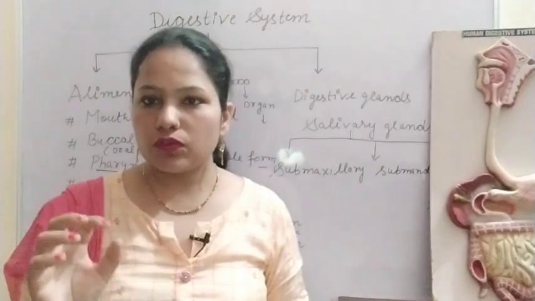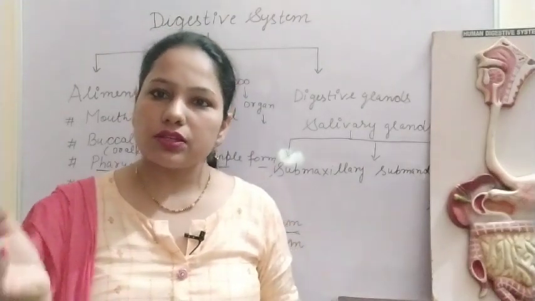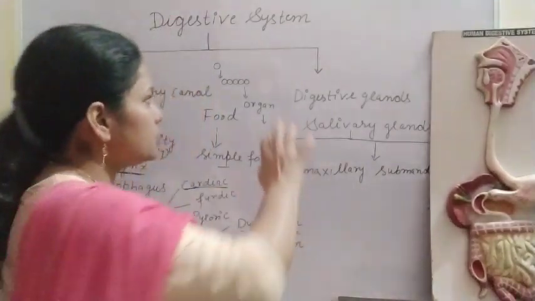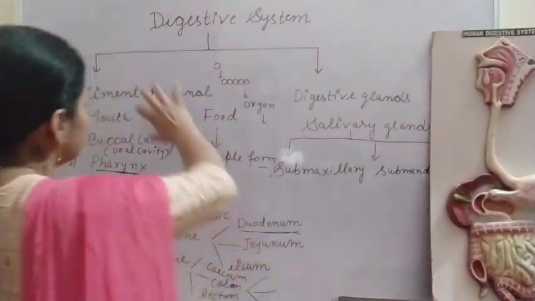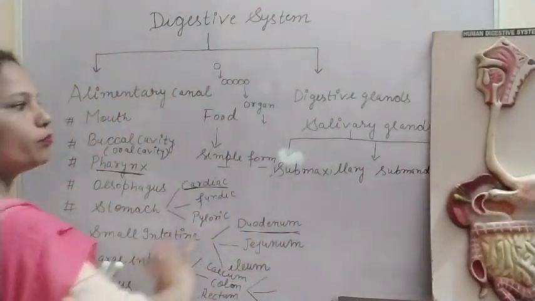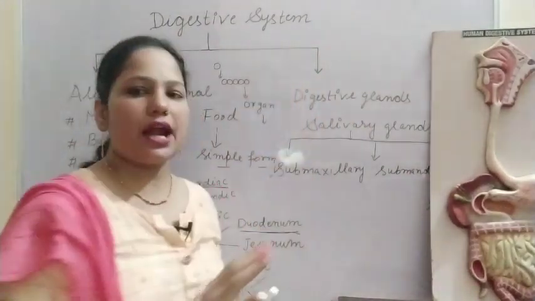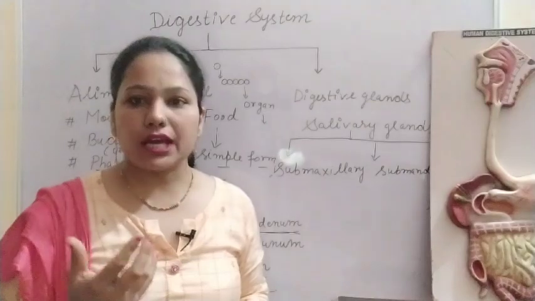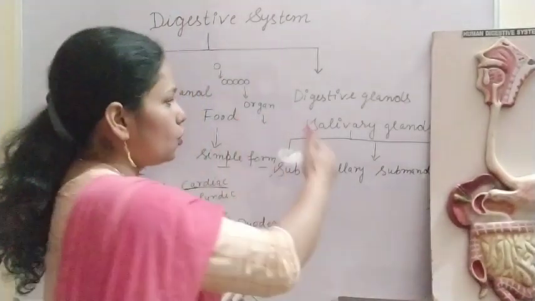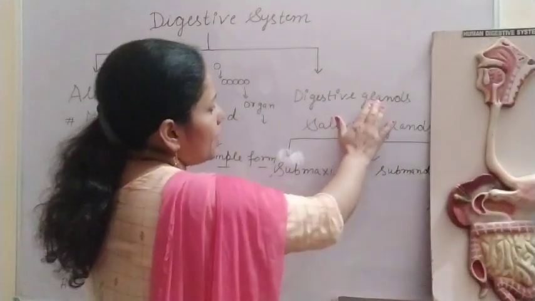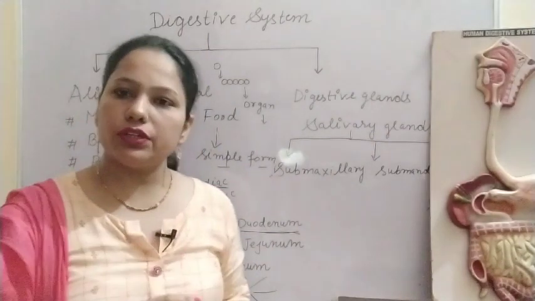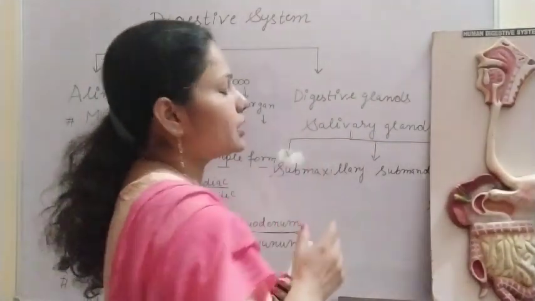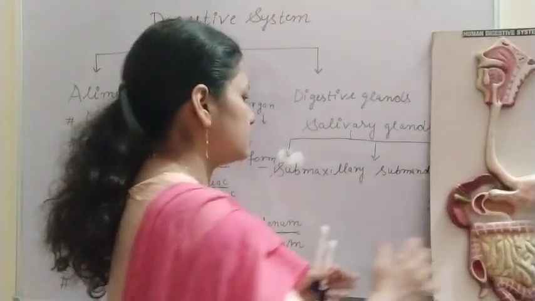Without digestive glands, there will be no digestion of the food. If the digestive system has only the alimentary canal, but not the digestive glands, then it takes millions of years to digest the food. So digestive glands are required for the digestion of the food. And there are different types of digestive glands.